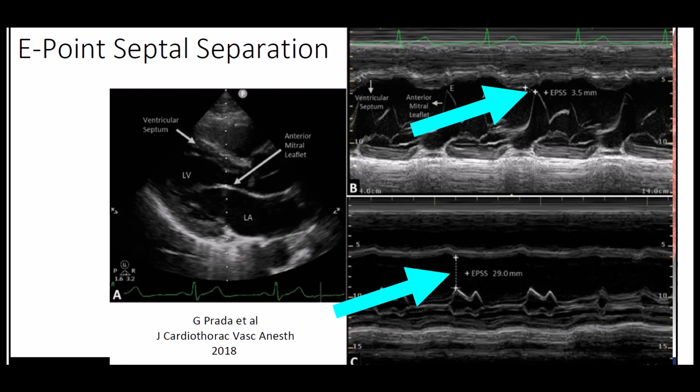So you get a good parasternal long axis view, and then apply your M-mode on the anterior leaflet of the mitral valve, and then measure the distance between the anterior leaflet and the septum. You need to measure the smallest distance between them. And actually, this is the E-point septal separation. So you can see here, there is an E-point septal separation of 3.5 millimeters, so that's normal. And there is another one of 29 millimeters, which is hugely abnormal.